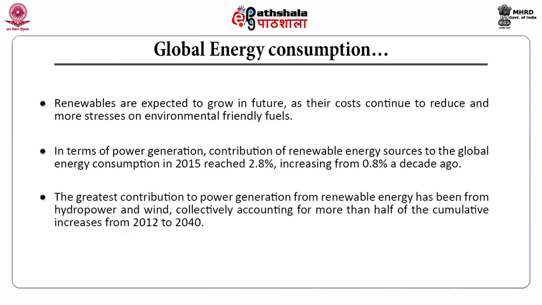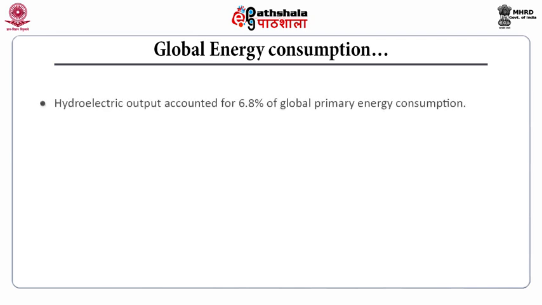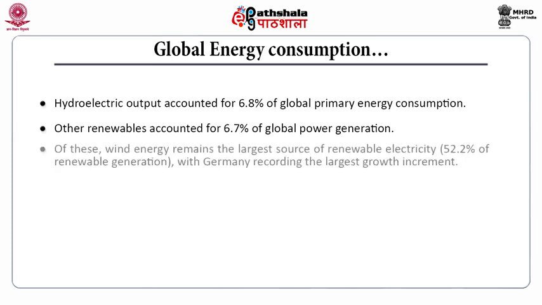The greatest contribution to power generation from renewable energy came from hydropower and wind, collectively accounting for more than half of the cumulative increases from 2012 to 2014. China remains by far the world's largest producer of hydroelectricity. Hydroelectric output accounted for 6.8% of the global primary energy consumption, and other renewables accounted for 6.7% of the global power generation. Of these, wind energy remains the largest source of renewable energy, at 52.2% of renewable generation, with Germany recording the largest growth increment.